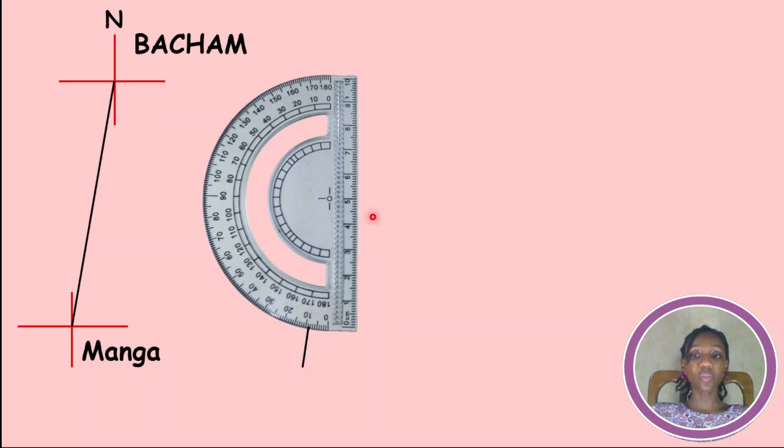So starting from 0 all the way to the line, we have 9 degrees. As you can see, it's just before 10, so 9 degrees. And that is the angle here, 9 degrees. Now to get our bearing, all we're going to do is add 180 degrees, which is the angle on a straight line, to the 9 degrees that we've gotten earlier, and that is going to give us 189 degrees.